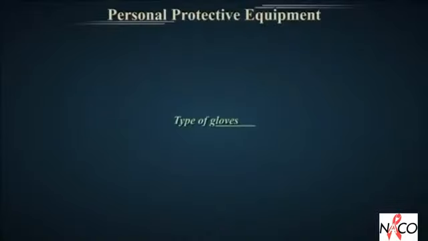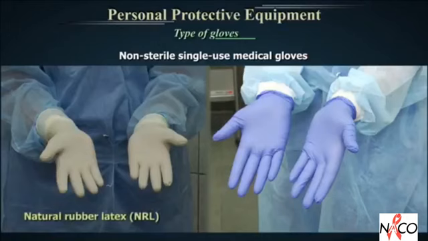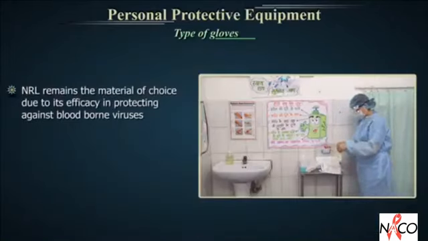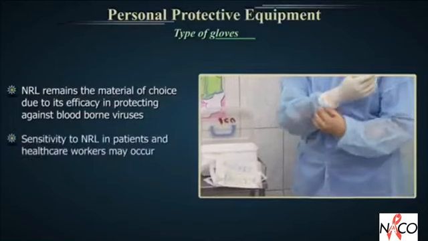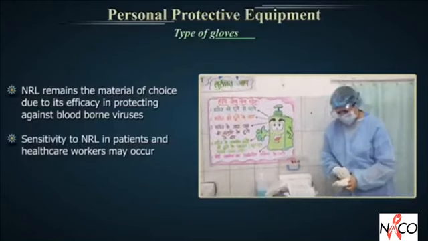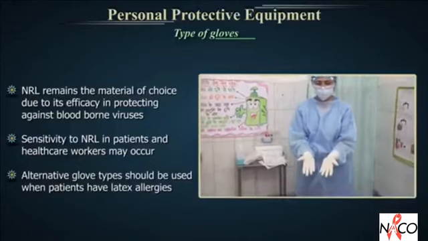Type of gloves. Non-sterile, single-use medical gloves are available in a variety of materials. The most common are natural rubber latex or NRL, and synthetic materials, for example, nitrile. NRL remains the material of choice due to its efficacy in protecting against blood-borne viruses. However, sensitivity to NRL in patients and healthcare workers may occur. Alternative glove types should be used when patients have latex allergies.